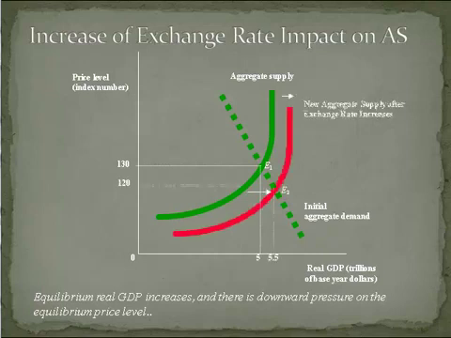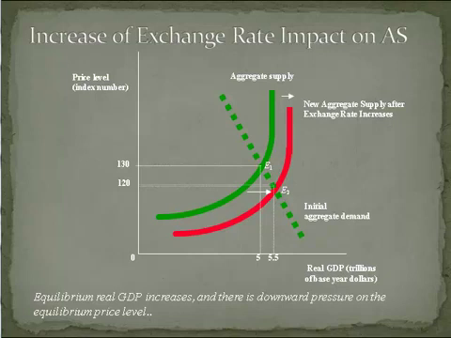There will be a rightward shift of the aggregate supply curve, and equilibrium real GDP will be a little bit higher, and the price level tends to go down. So equilibrium real GDP rises, and there is downward pressure on the equilibrium price level.